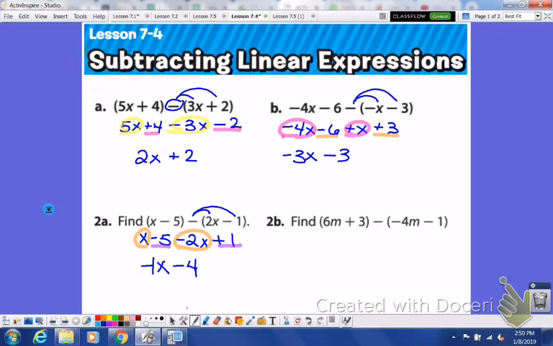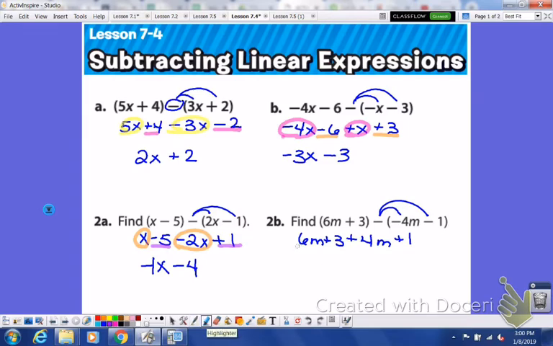All right, last one like this. 6m plus 3 minus negative 4m minus 1. Distribute that negative. Keep the first parenthesis. Negative, negative gives us a positive. Negative, negative gives us another positive.